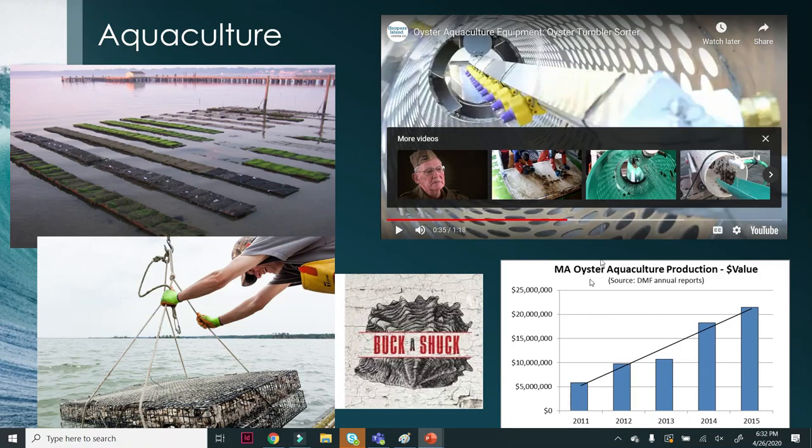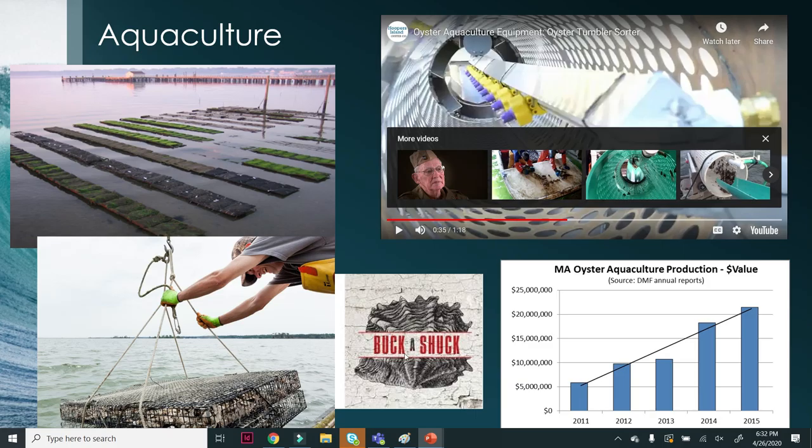So let's look at this, which is just in one state, Massachusetts. This is oyster aquaculture production, basically how much it's worth, what its economic value is. Starting in 2011 and going to 2015, just over the course of about 5 years, this value has grown from 5 million to over 20 million. So this has become really big business in the United States in the past few years.